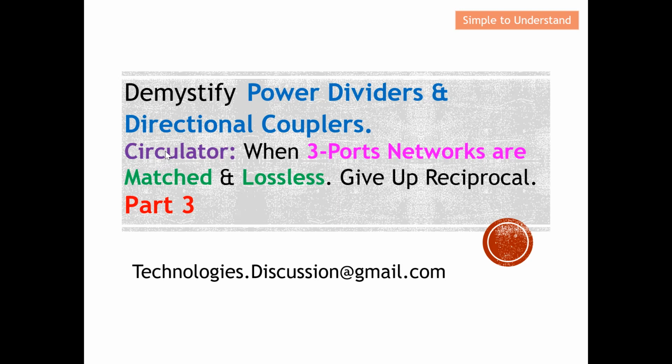In this video, the objective is to explain what a circulator is, and what happens when a three-port network only has the characteristics of being matched and lossless, and gives up reciprocity. What will happen to this three-port network? This is part 3 of the series discussion on power dividers and directional couplers.